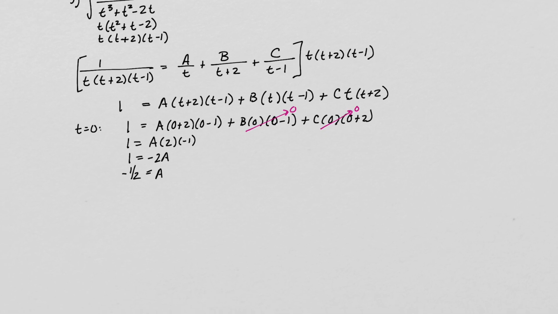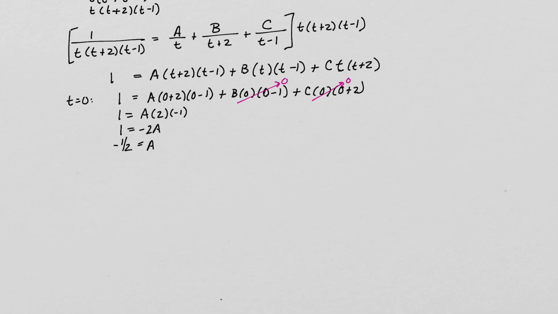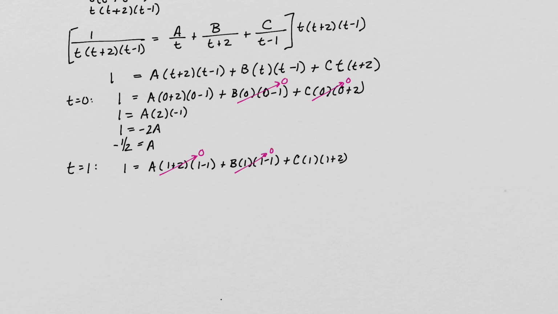I'm going to slide the problem up here. I can also use t equals positive 1. So 1 is going to be equal to A times 1 plus 2 times 1 minus 1 plus B times 1 minus 1 plus C times 1 plus 2. So this time the whole entire A term is going to go away, the whole entire B term is going to go away, and so we're left with 1 is equal to C times 1 times 3, so 1 is equal to 3C, so C is going to be 1/3.